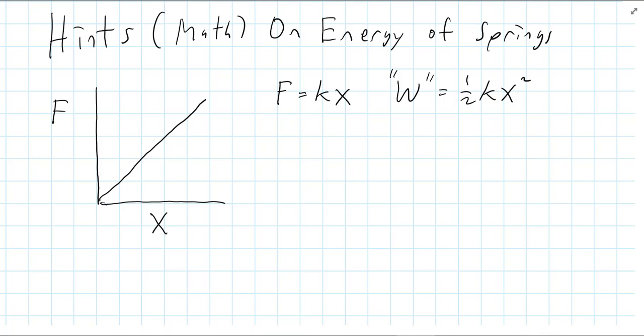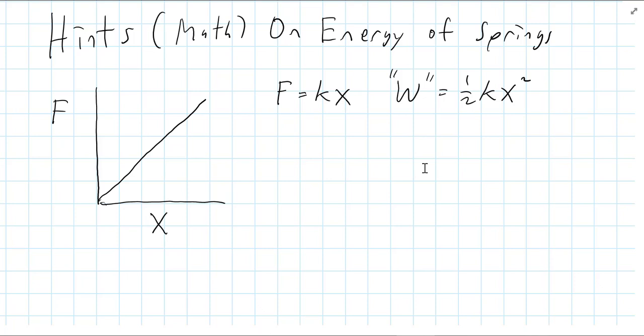Hey folks, a quick math hint when you are calculating the work done by or on a spring. So quick refresher here. You've got force versus distance. It's a line. The equation for the spring, the magnitude of the force in the spring, is force equals kx. K is the spring constant. And we talked about already that work is equal to 1/2 kx squared. You have to be careful though about calculating that, and let me explain what I mean.